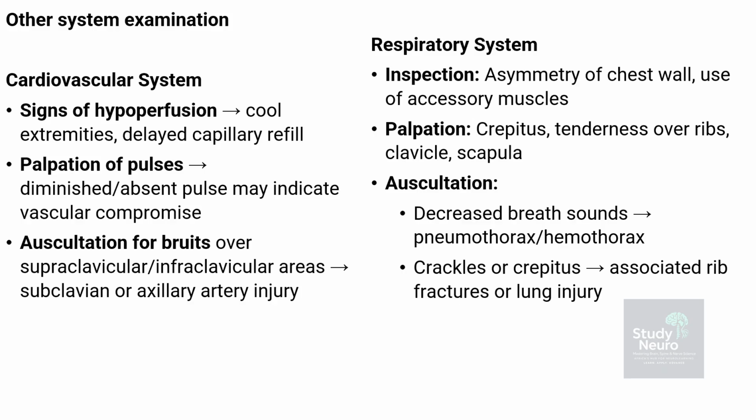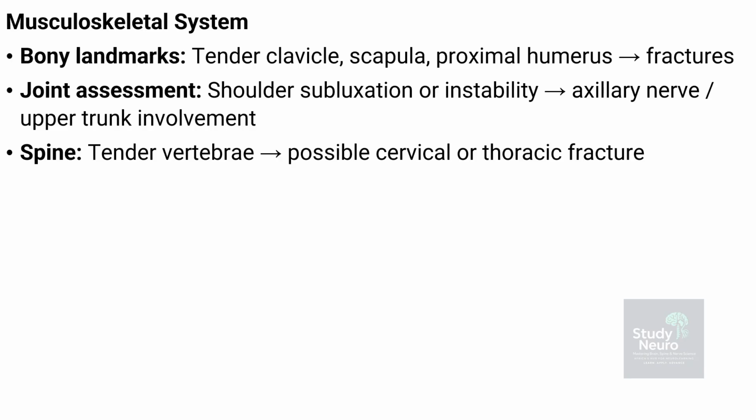When evaluating brachial plexus injury, always assess other systems for associated trauma. Check the cardiovascular system for signs of poor perfusion, diminished pulses, or bruits that may indicate vascular injury. Examine the respiratory system for chest wall asymmetry, tenderness, crepitus, or reduced breath sounds suggesting thoracic injury. Finally, assess the musculoskeletal system by palpating the clavicle, scapula, and proximal humerus, evaluating shoulder stability, and checking the spine for vertebral tenderness.